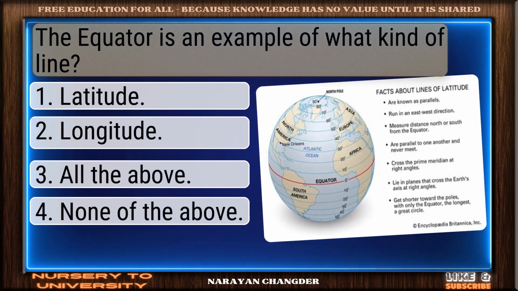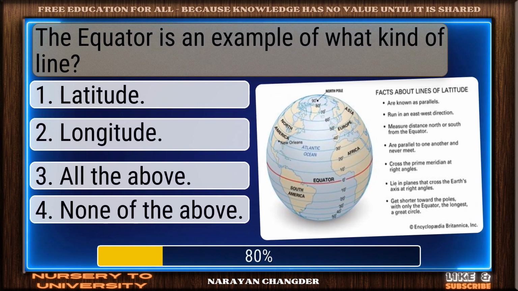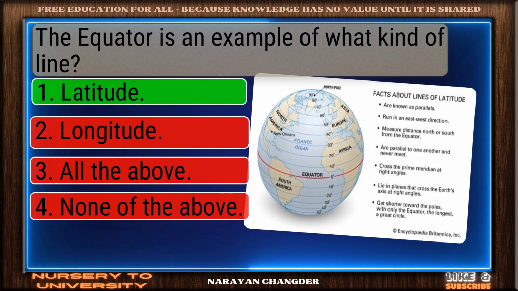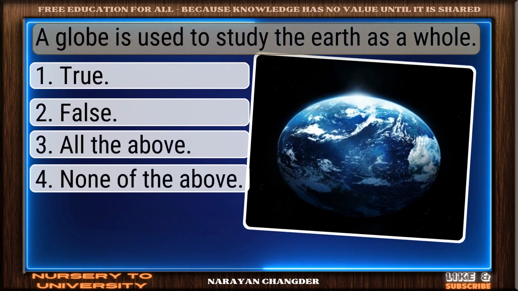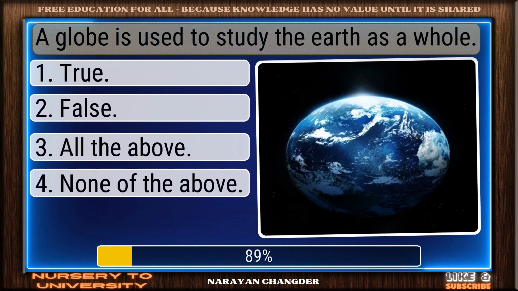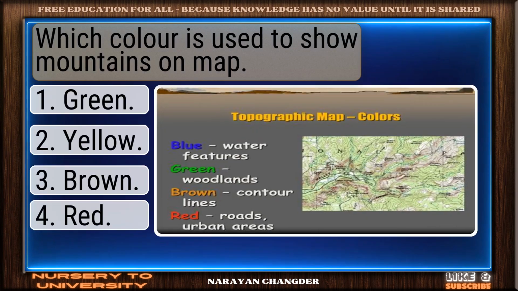The equator is an example of what kind of line? Solid response. Latitude is a valid choice. A globe is used to study the Earth as a whole. Strong choice. True is the right answer.